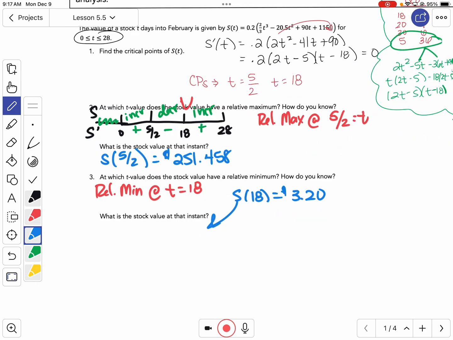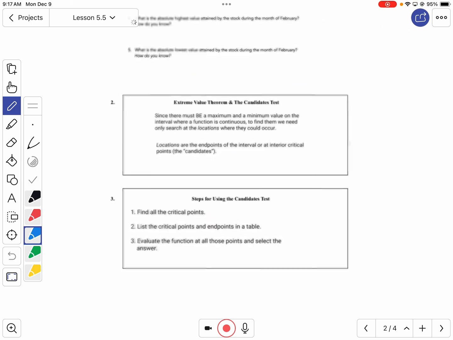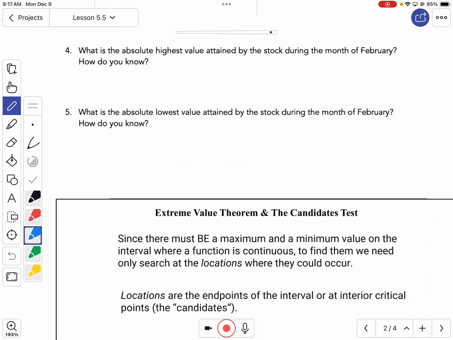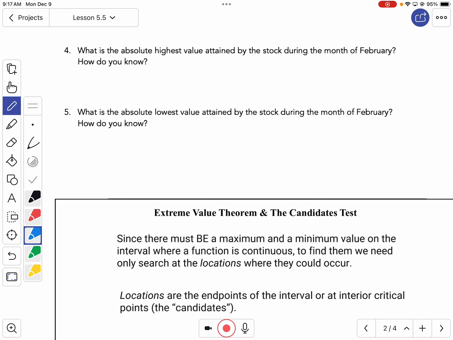So now the question about that. That's what we already done. Okay, we're talking about those relative mins and maxes. But now what's the absolute highest value attained by the stock during the month of February? How do we know? So we know where the relative max is. We know where the relative min is. Okay, this is a closed interval. It's a continuous function. So what are some other options for where these things could occur? At the endpoints. Okay, so we need to look at the endpoints as well.